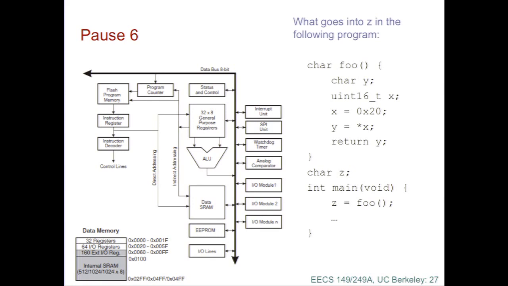So let's hear from someone I haven't heard from yet. Z will contain whatever value was stored at address 0x20. Right, exactly. So Z does the same thing as the previous program. It's reading from this I/O register at 0x20 and loading it into Z.